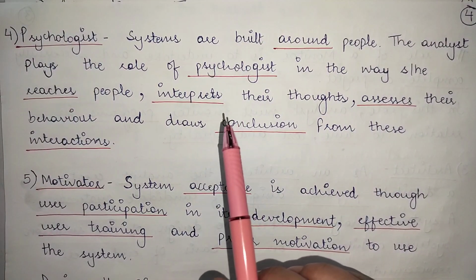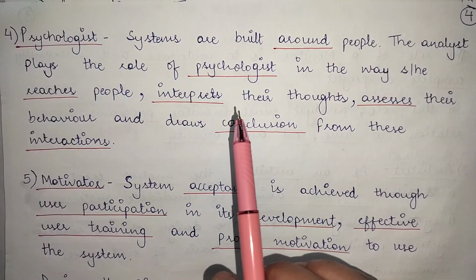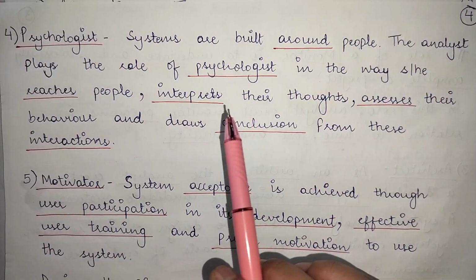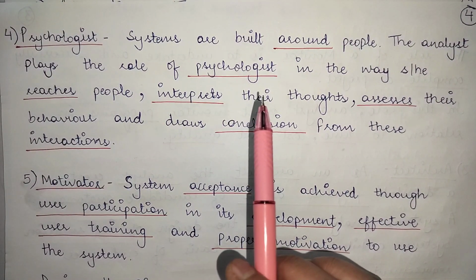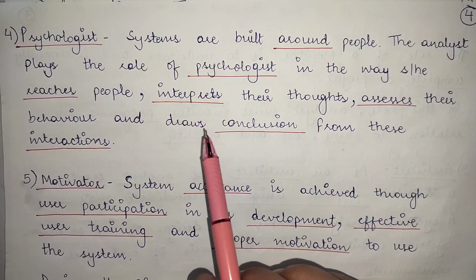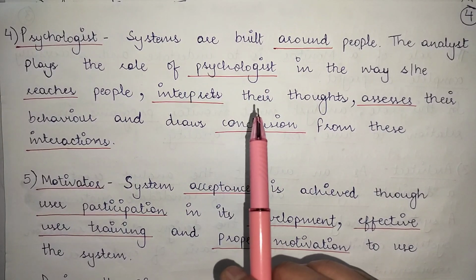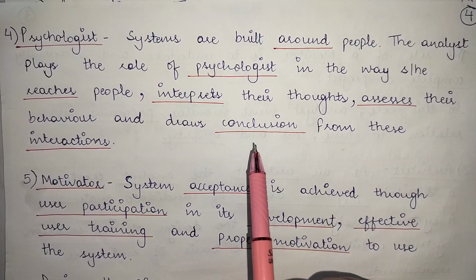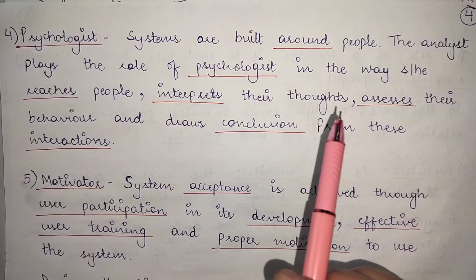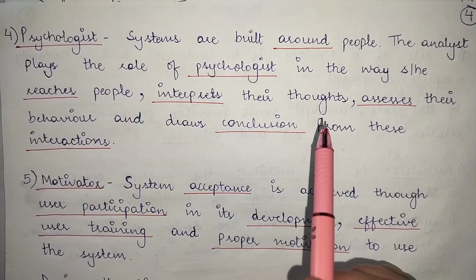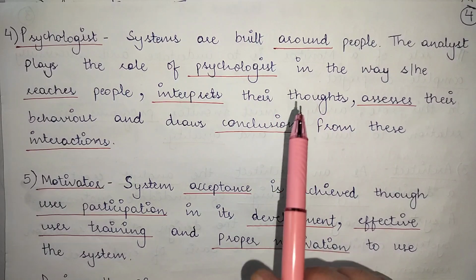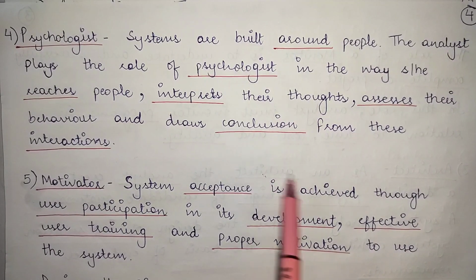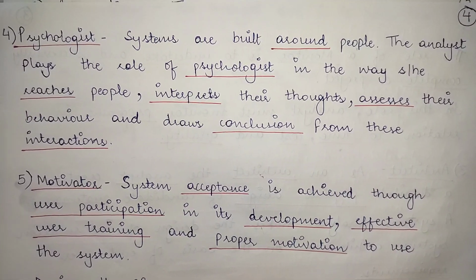their behavior, from their behavior finding out what makes them comfortable, what makes them uncomfortable, what are the features that should be added in the design, what are the features that would not work in the design, and then drawing conclusions from all the interactions with the people of the organization, from the users of the organization. This is very much similar to the task of a psychologist. So for that reason, the system analyst also plays the role of a psychologist in an organization.